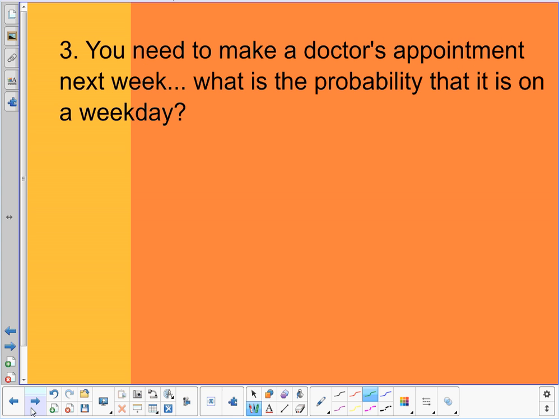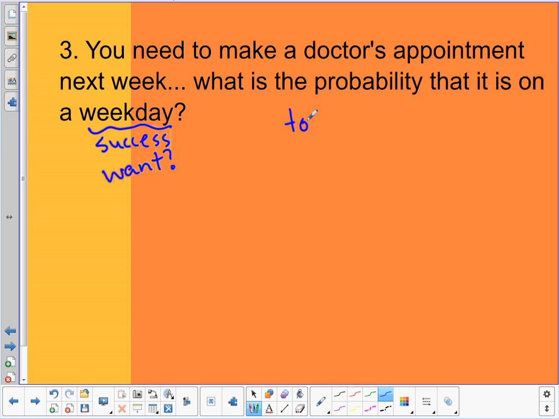Let's take a look at number 3. It says you need to make a doctor's appointment next week. What's the probability that it is on a weekday? So weekday are your successes. This is what you want. That's another way to think of the success. What is it that you want? Okay, that's what goes on the top.